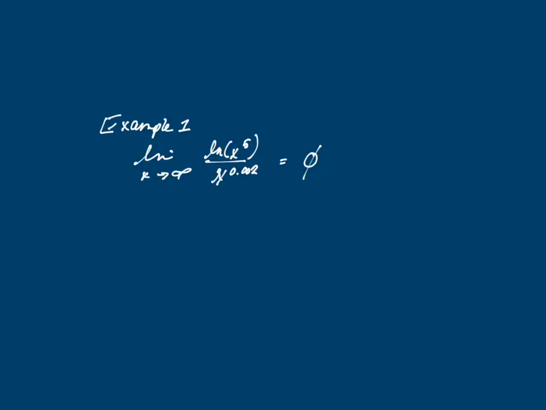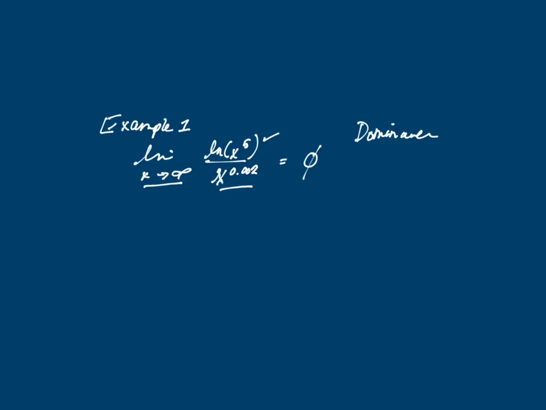Okay, for number 1, we have example 1: the limit as x approaches infinity of ln of x to the 5th over x to the 0.002. And if you look back, this is that dominance thing. We don't need to take a lot of time to figure this out. ln is the least dominant of all kinds of functions that we've actually been studying. Well, it's not a polynomial.